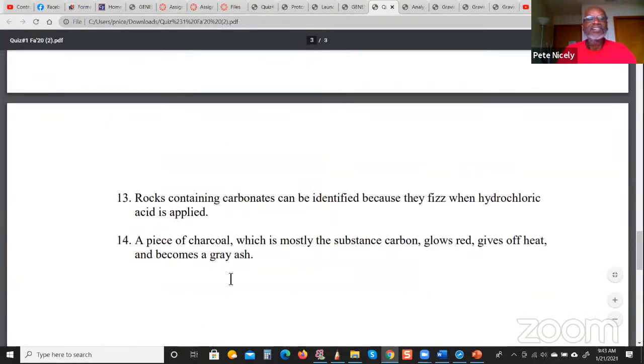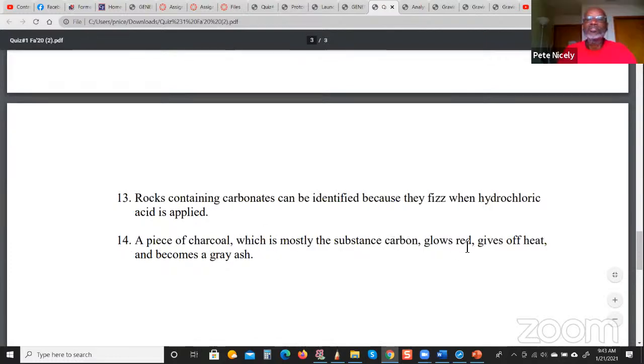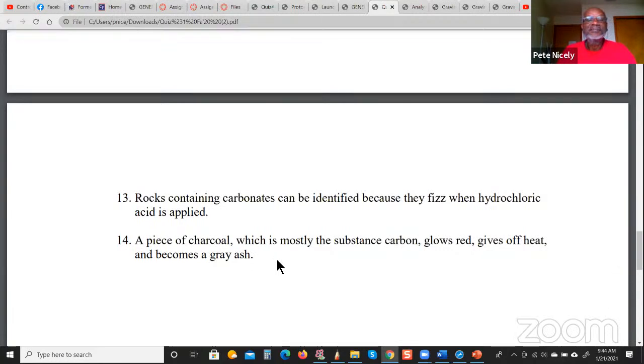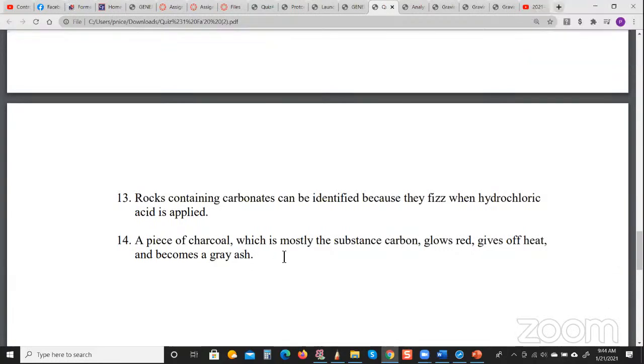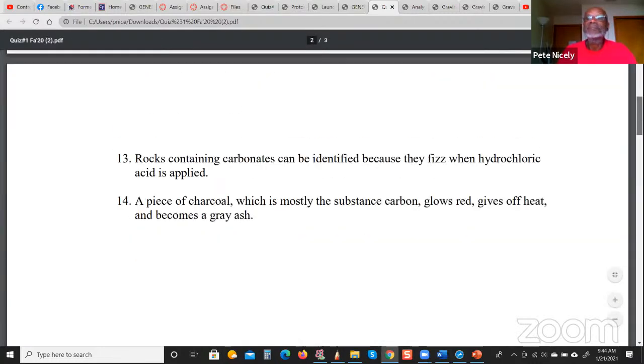Let me see what else is here. Rocks containing carbonates can be identified because they fizz when hydrochloric acid is applied. Chemical, very good. A piece of charcoal, which is mostly the substance carbon, glows red, gives off heat, and becomes a gray ash. Chemical, exactly. Okay, and I think that's basically it for this assignment.